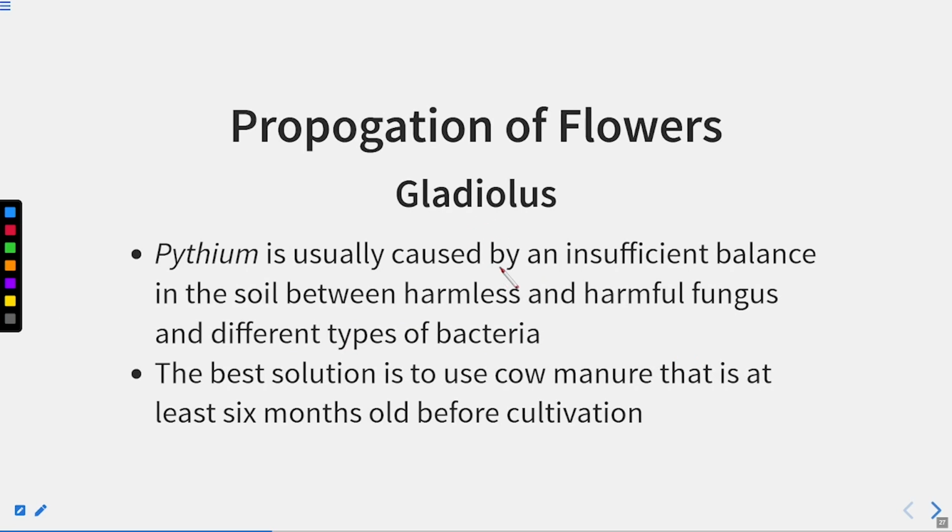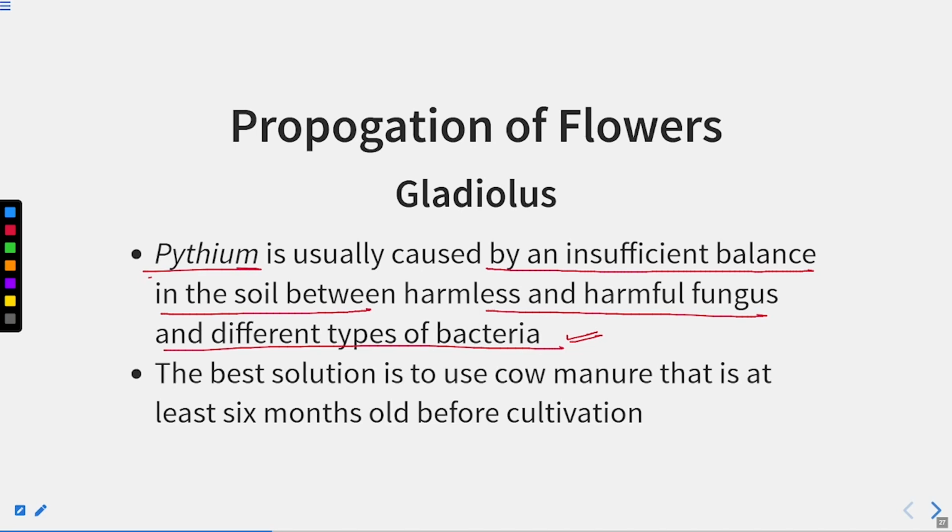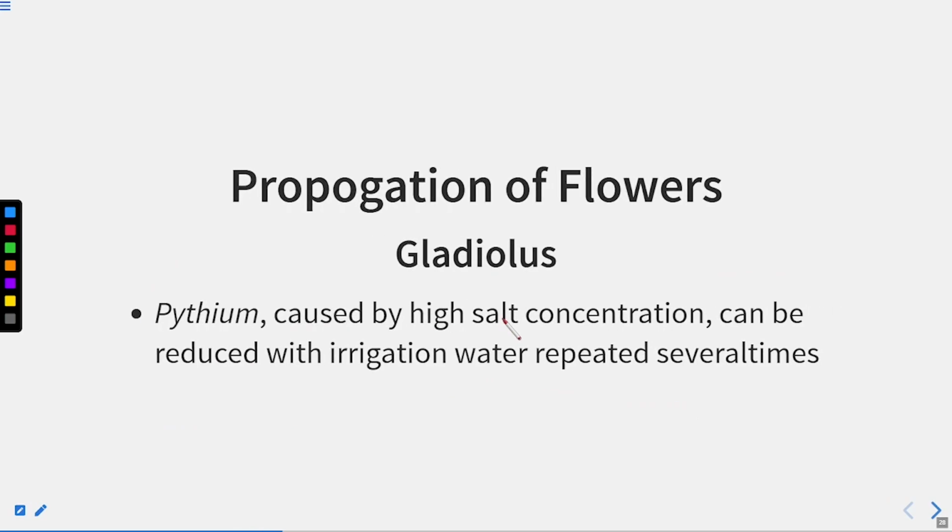Pythium is usually caused by an insufficient balance in the soil between the harmless and the harmful fungus and the different types of bacteria. The best solution is cow manure that is at least 6 months old before cultivation. Pythium caused by high salt concentration can be reduced by irrigating with water, repeated several times.